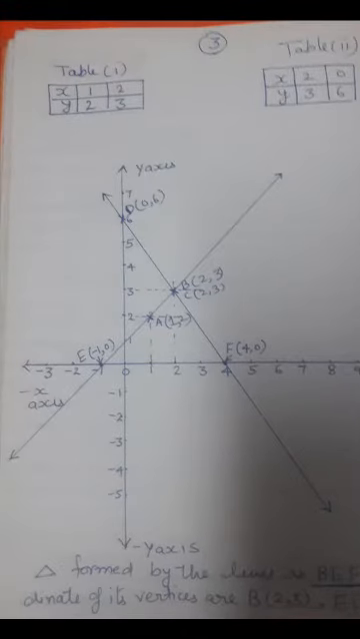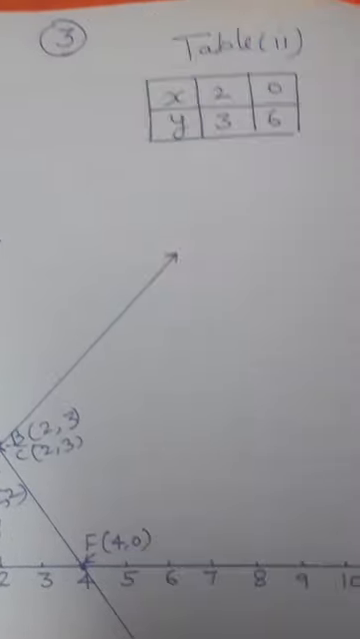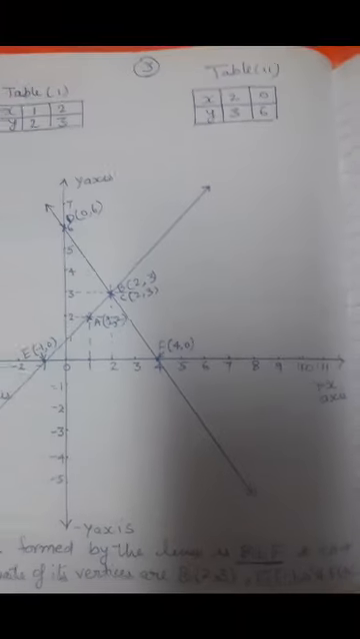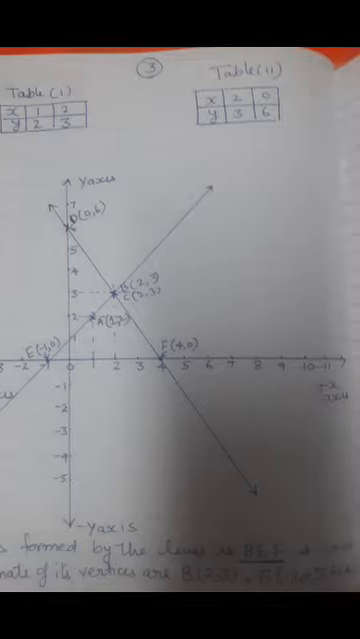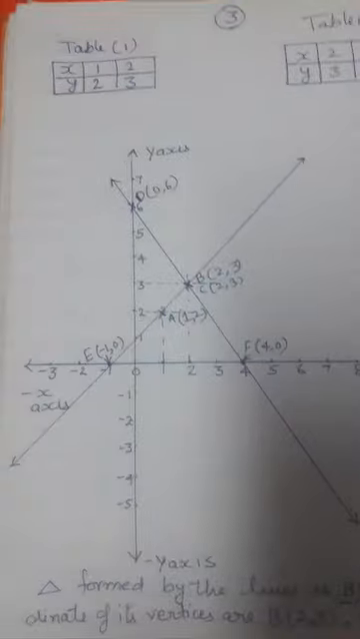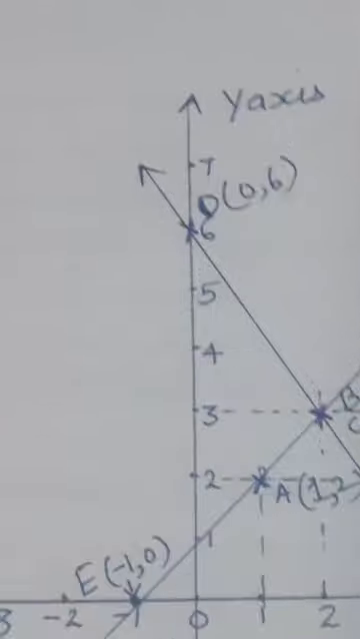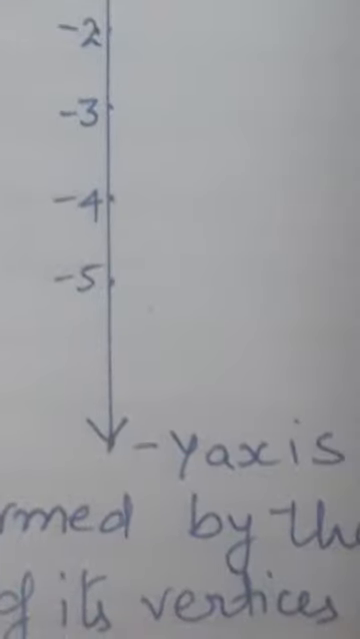See here, I have written those two tables here, so I don't have to turn the pages again and again. Table 1 is this one and table 2 is this one. According to this, we will plot the graph. You have to use a centimeter scale. This is your positive x-axis, this one is the negative x-axis, this one is the positive y-axis, and this one is the negative y-axis.